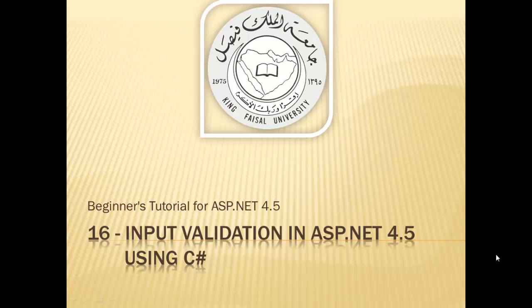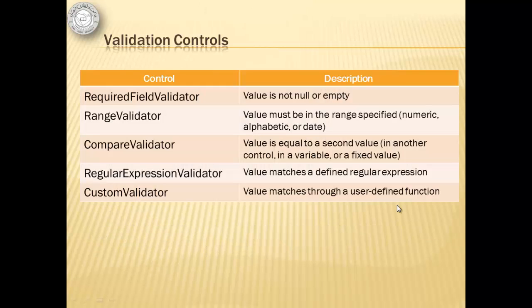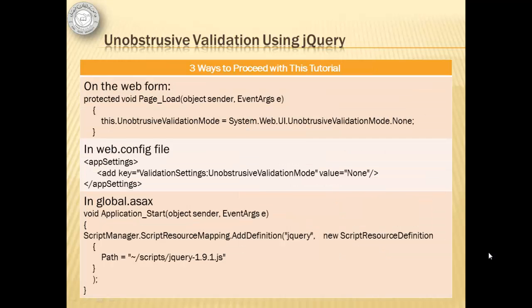This is part 16 in the series entitled Input Validation in ASP.NET 4.5 using C#. Users are prone to mistakes in entering values, like leaving a required field blank or entering alphanumeric text in a field where you expect only a numeric value. Validation controls solve these problems, and these are the required field validator, the range validator, the compare validator, the regular expression validator, and the custom validator.